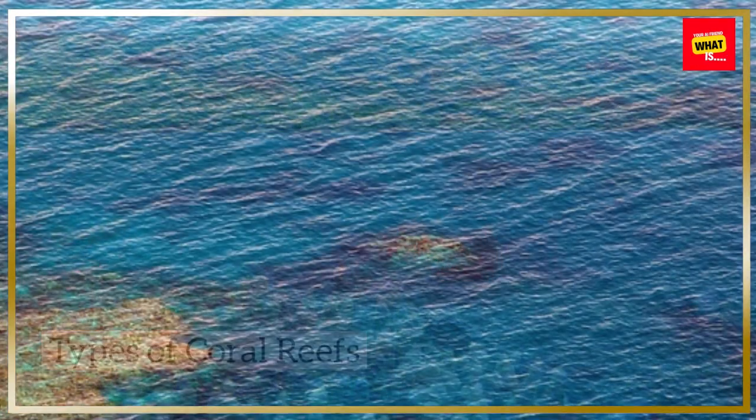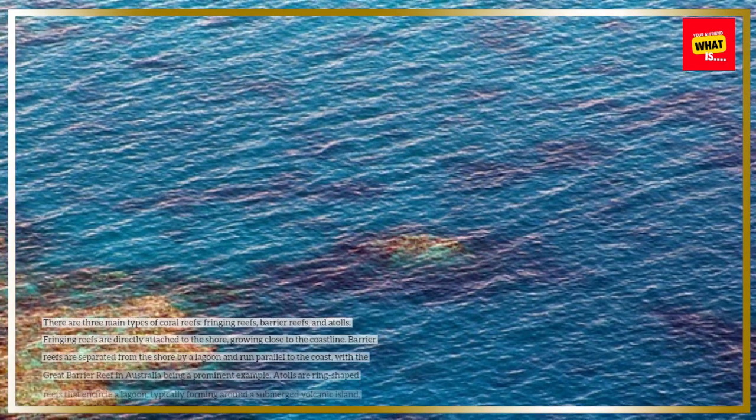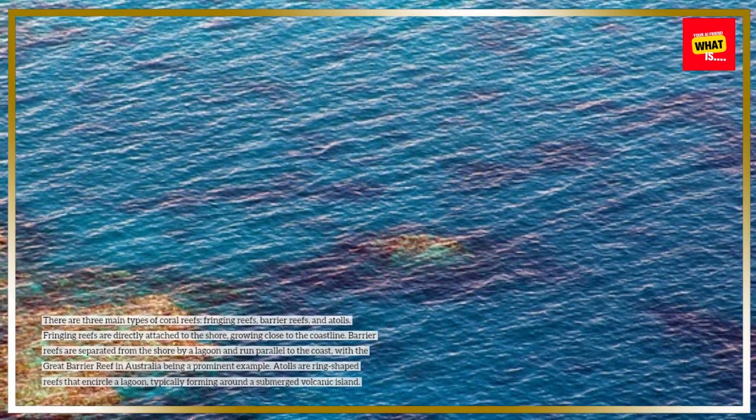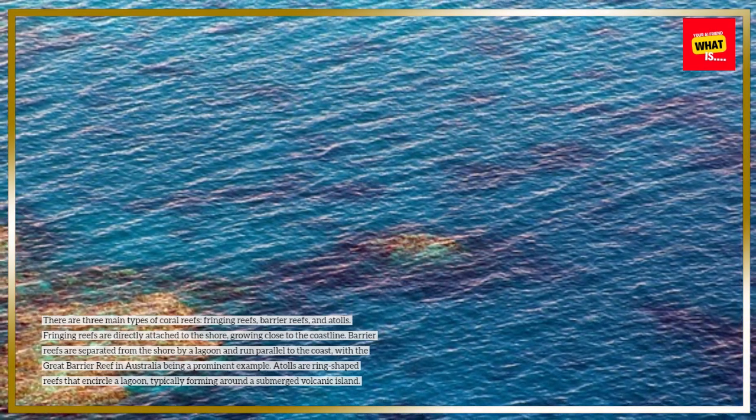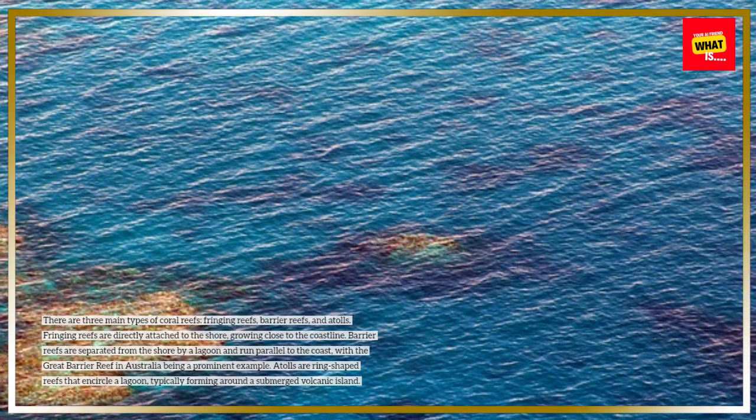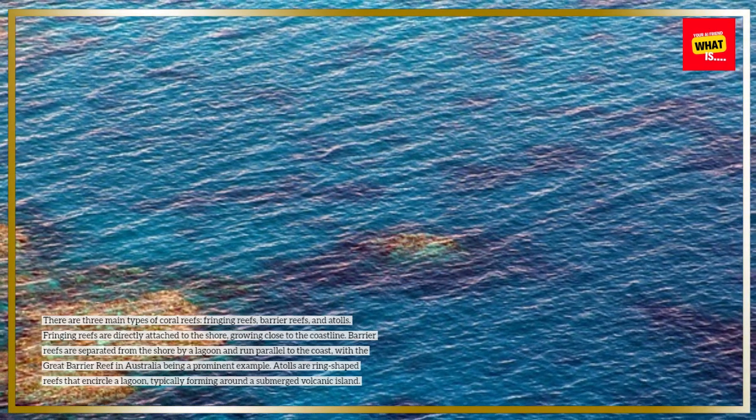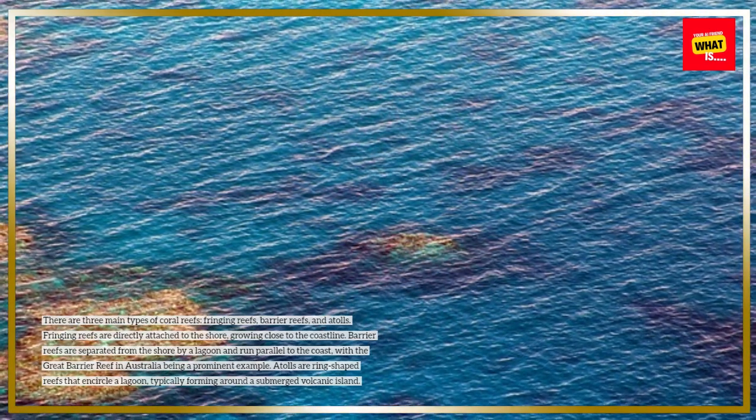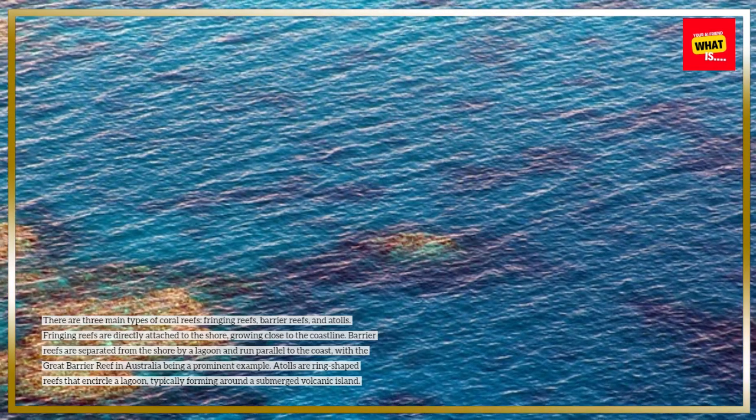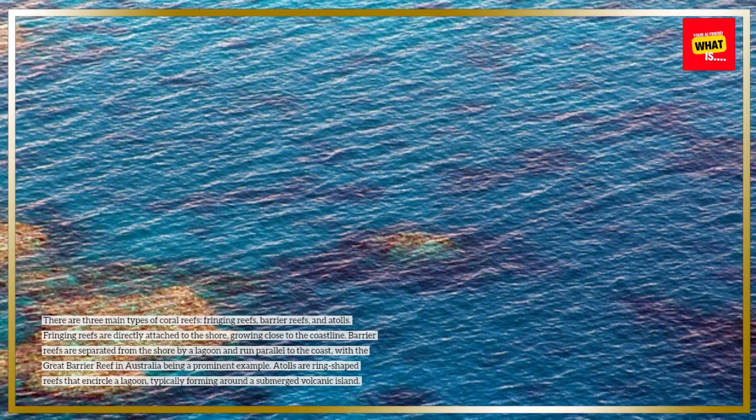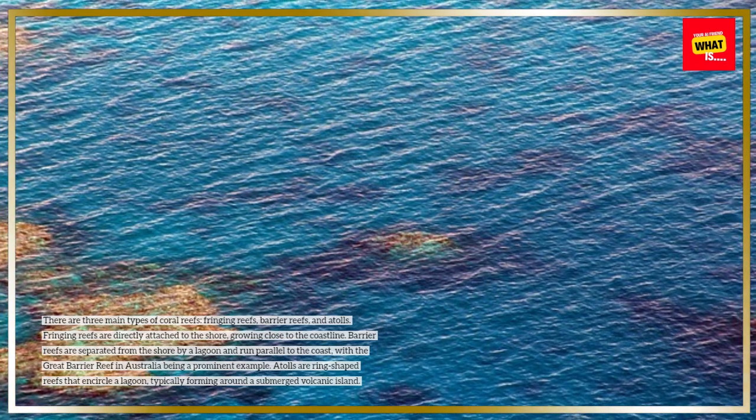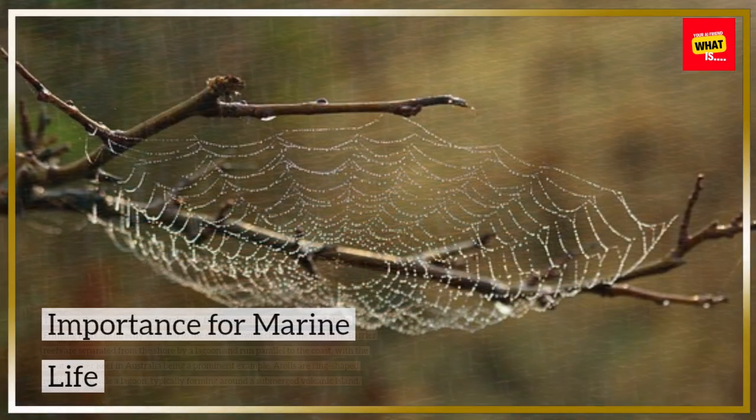Types of coral reefs. There are three main types of coral reefs: fringing reefs, barrier reefs, and atolls. Fringing reefs are directly attached to the shore, growing close to the coastline. Barrier reefs are separated from the shore by a lagoon and run parallel to the coast, with the Great Barrier Reef in Australia being a prominent example. Atolls are ring-shaped reefs that encircle a lagoon, typically forming around a submerged volcanic island.